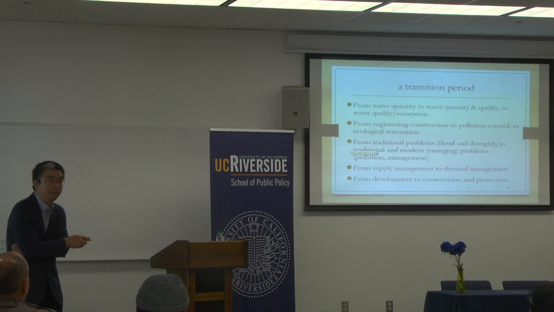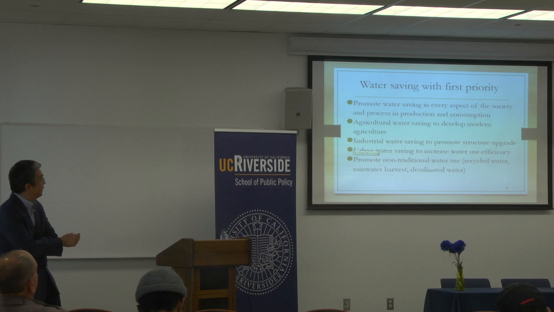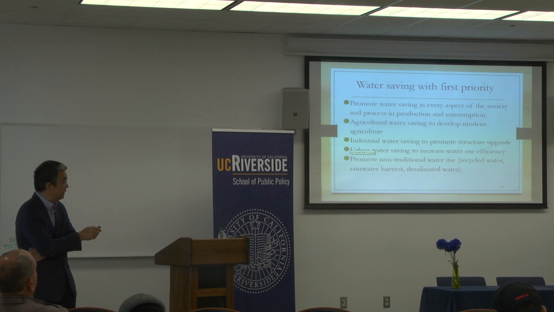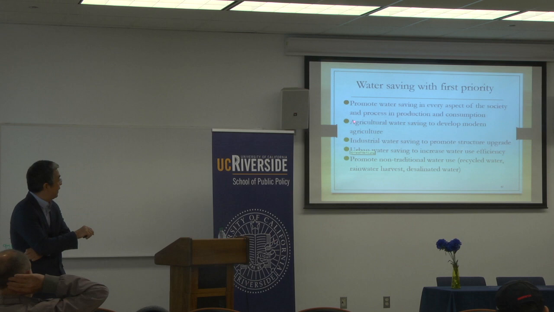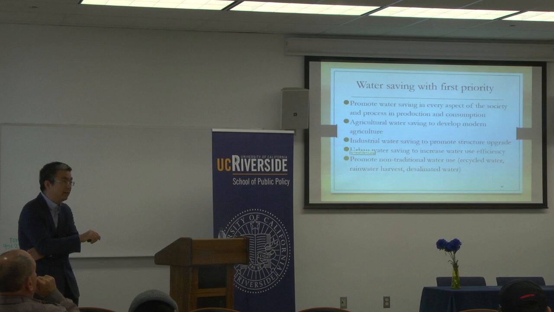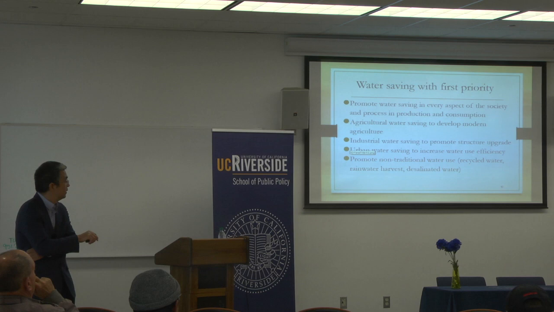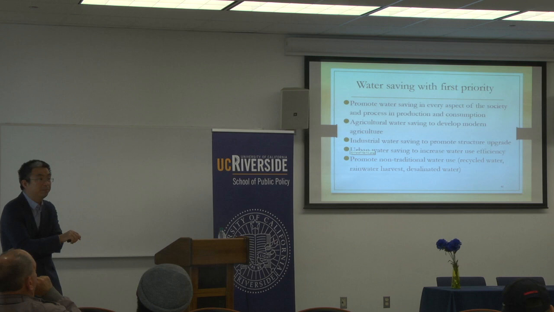Then the last part, policy directions. First, water saving is the first priority. That's in the national agenda, the national strategy on water saving: promote water saving in every aspect of society and in the process, in production and consumption. Agricultural water saving to develop modern agriculture. Industrial water saving to promote structural upgrading, which means water-intensive industries will be canceled. Urban water saving to increase water use efficiency and promote non-traditional water use, including recycled water and rainwater harvesting. In Beijing, there is quite big rainwater harvesting. And desalinated water in some coastal areas.